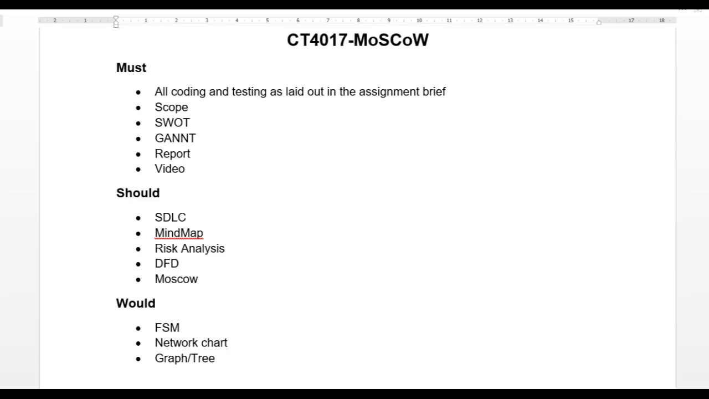Creating a MoSCoW model proved more difficult as we felt that all aspects of the coding and testing would fall into the must category. Part of the planning would fall into the should category, as we did feel that there was some repetition, as in the same information displayed as a list and as a diagram. Also, as we were unsure of the timescales that some of the tasks would take, aspects such as the network chart have fallen into the would category.